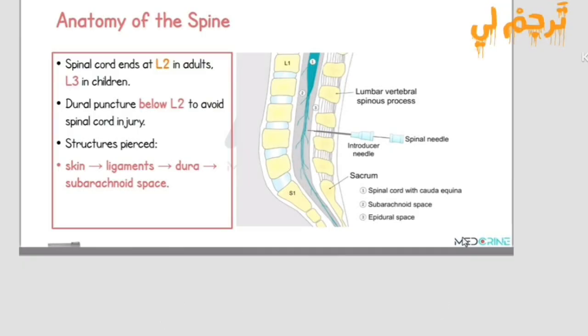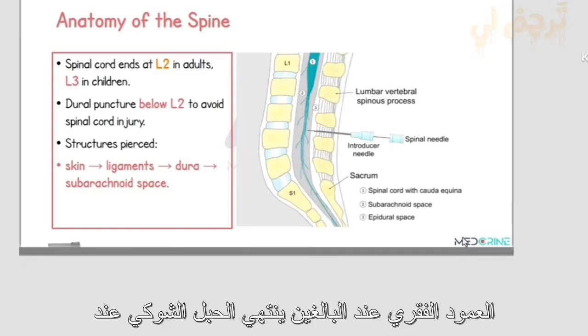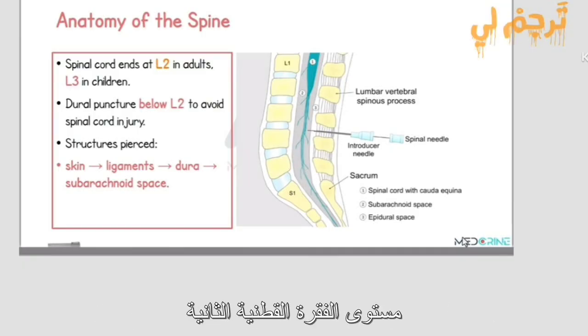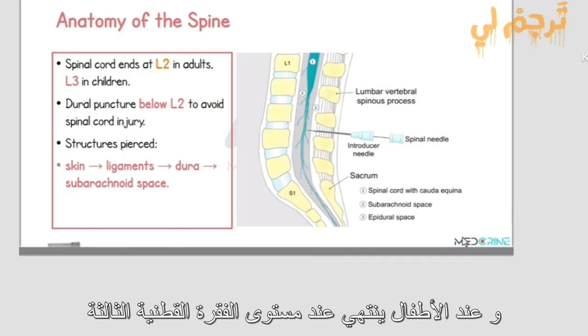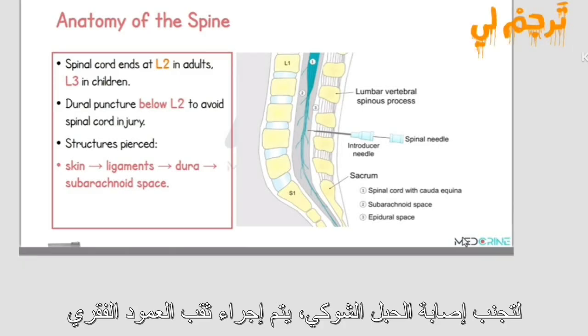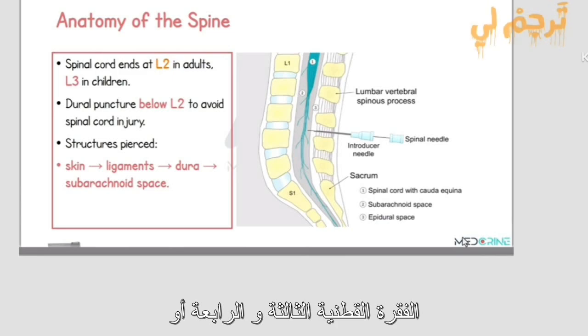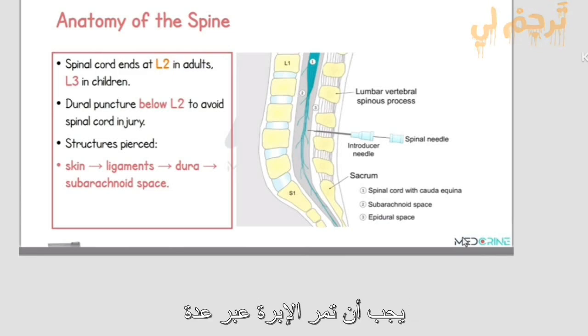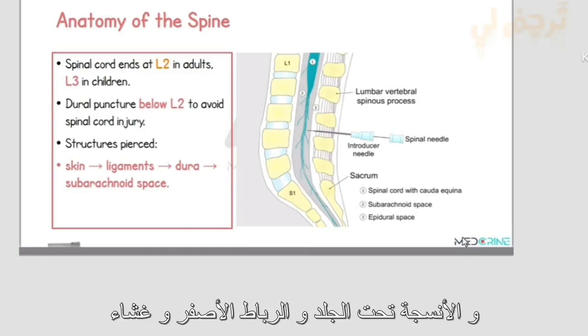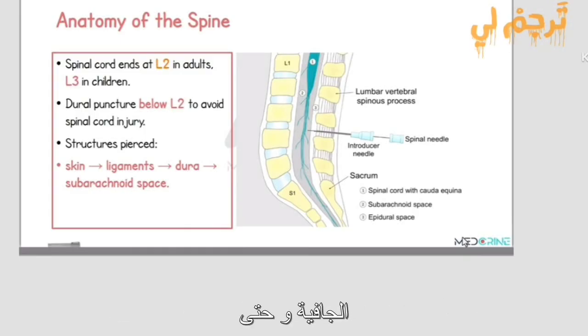When looking at the anatomy of the spine, in adults, the spinal cord ends at the second lumbar vertebral level, and in children, it ends at the L3 level. To avoid a cord injury, a dural puncture is always performed below these levels, typically between the third and fourth lumbar vertebra or the fourth and fifth lumbar vertebra. The needle must pass through several layers, starting from the skin, the subcutaneous tissues, the ligamentum flavum, the dura mater, and into the subarachnoid space where the drug is administered.